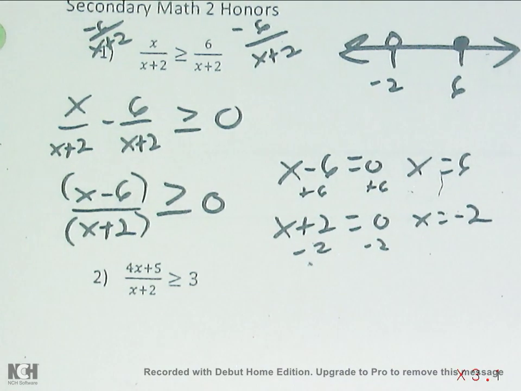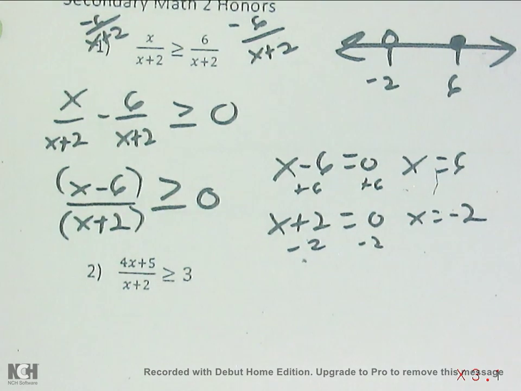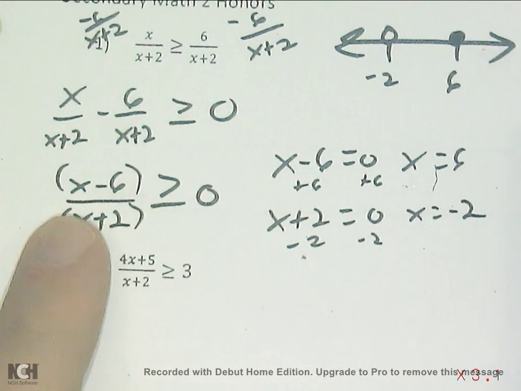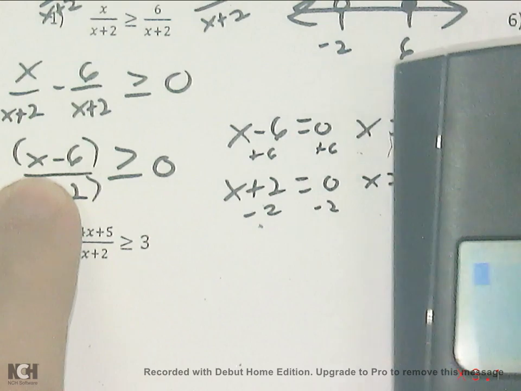And then, to do the rest of this, we're going to have to test. These are crazy looking functions. They kind of jump all over the place. So we're going to have to test by plugging numbers in before negative 2, between negative 2 and 6, and after 6.